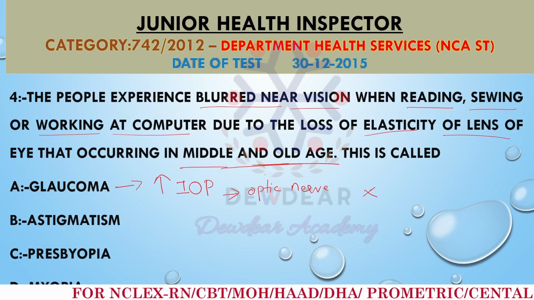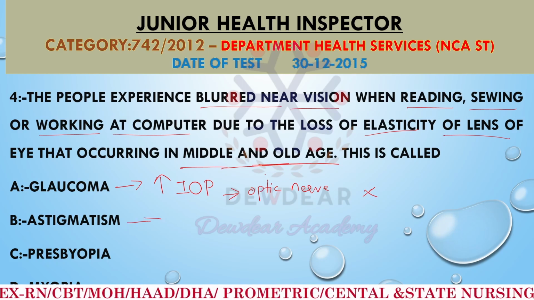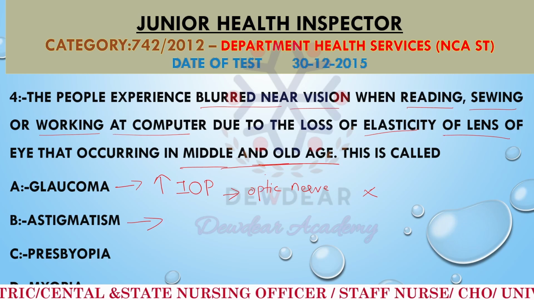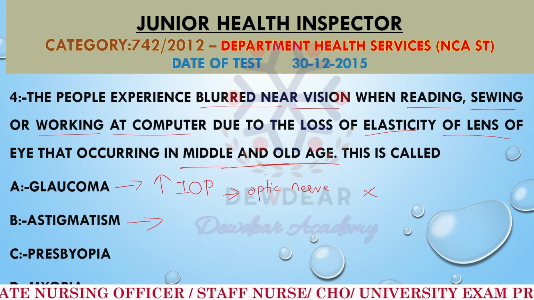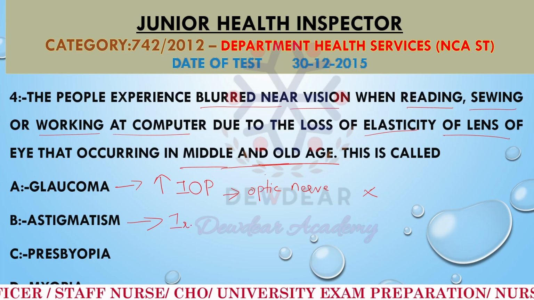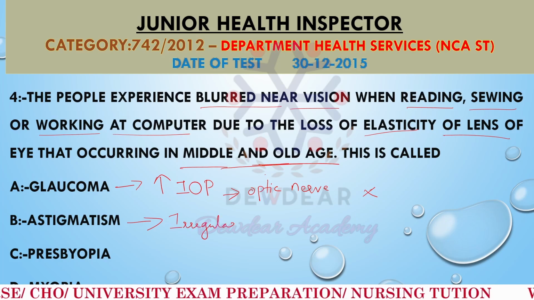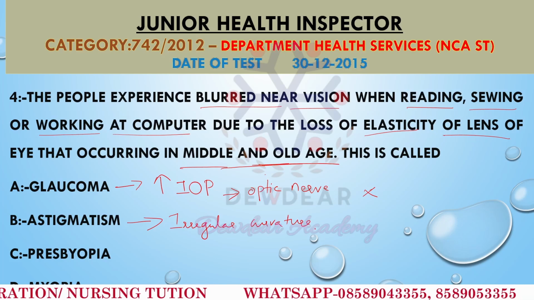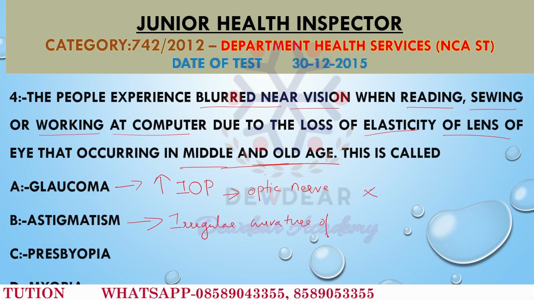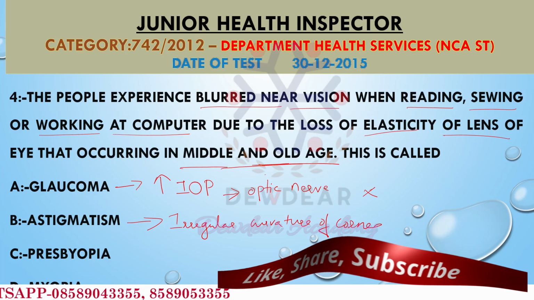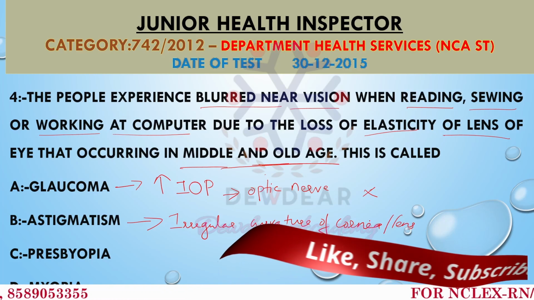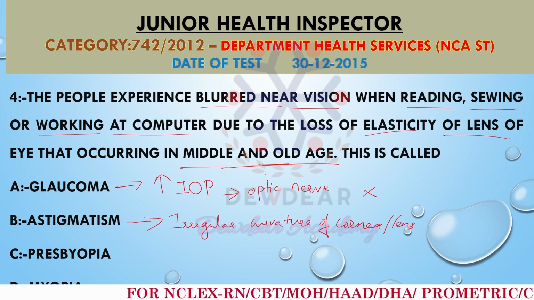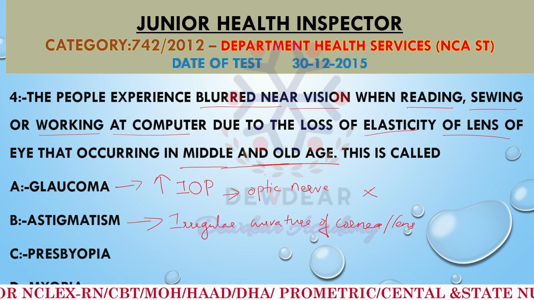Then the second option is astigmatism. This is a refractive error caused by irregular curvature of the cornea or lens. So irregular curvature of the cornea or lens results in problems like this refractive error. Astigmatism is a refractive error. So that also leads to blurred vision or distorted vision, but it can occur at all distances.